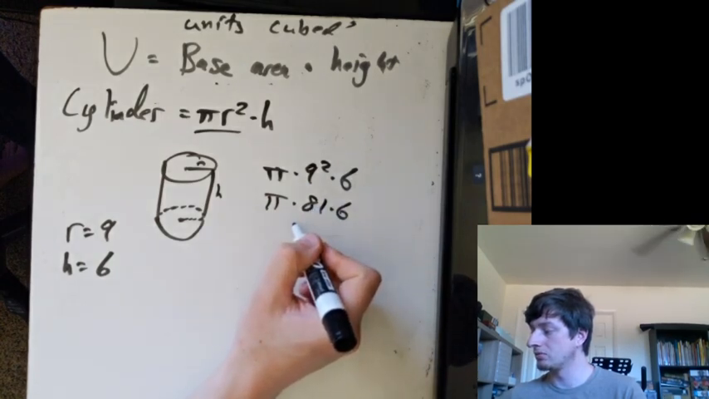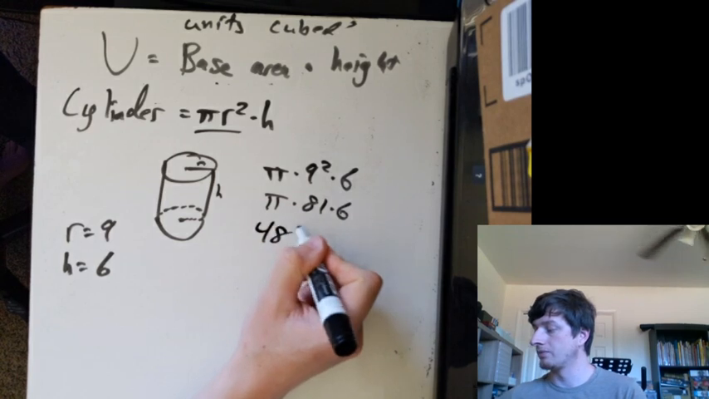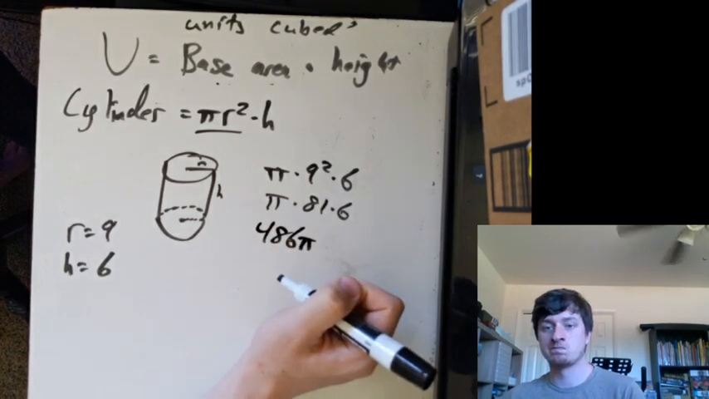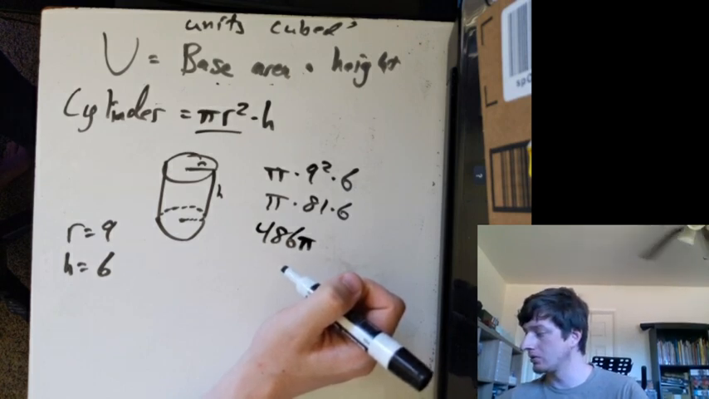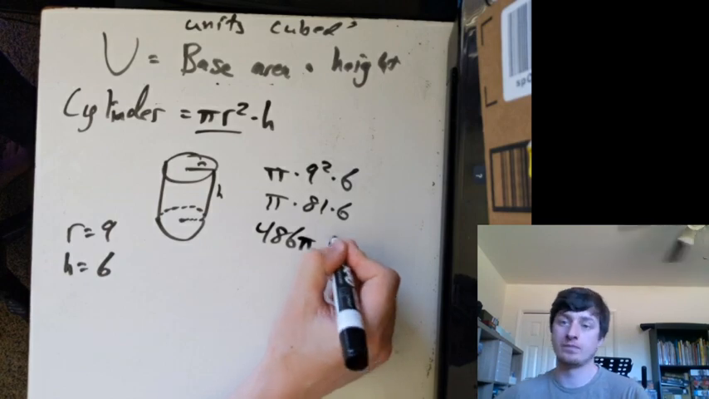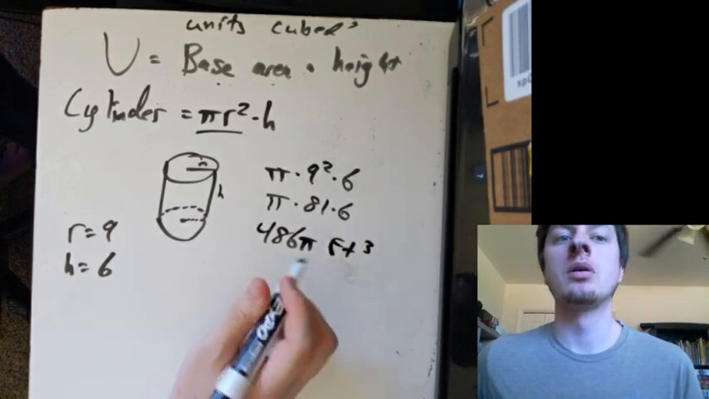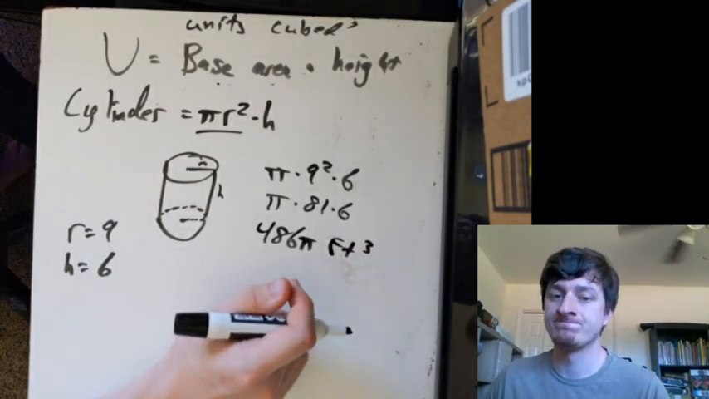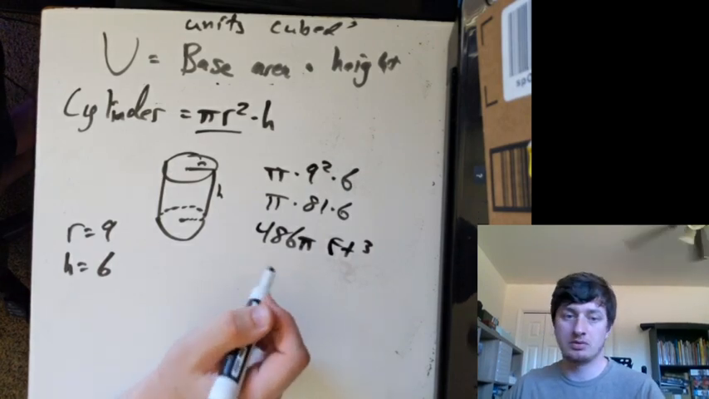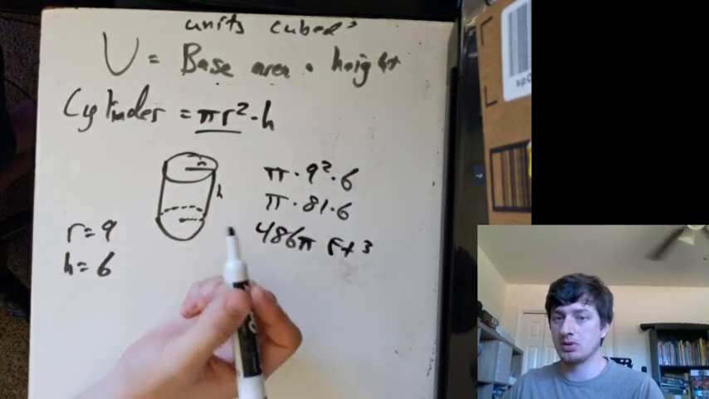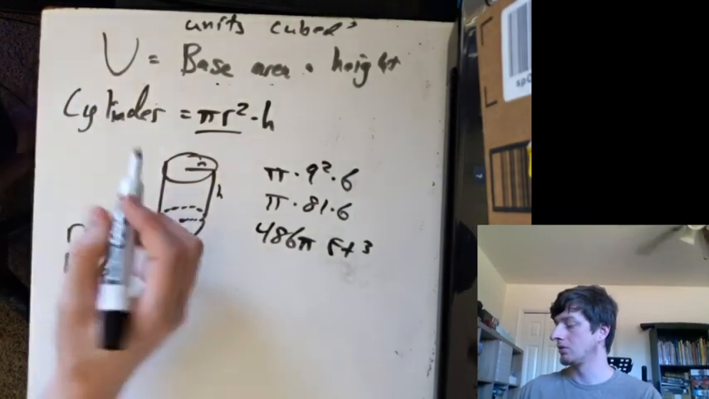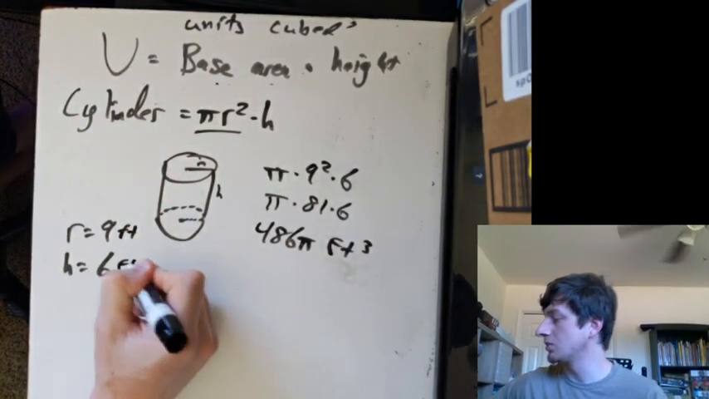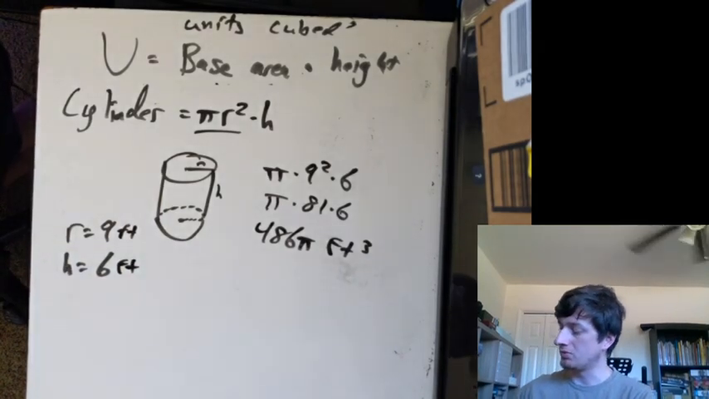486. Okay, and that would be in feet squared. Feet cubed, sorry. Cubic feet. Okay? And then we could do different shapes, right? Or different values. These would be in feet here. But I could change them to be centimeters.